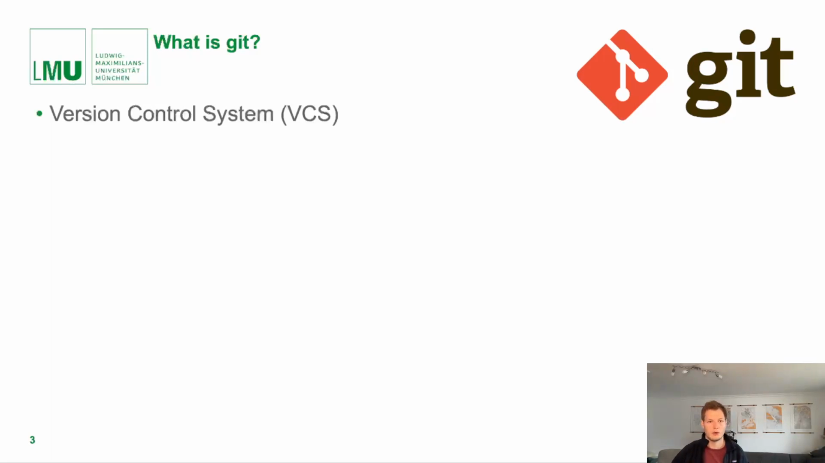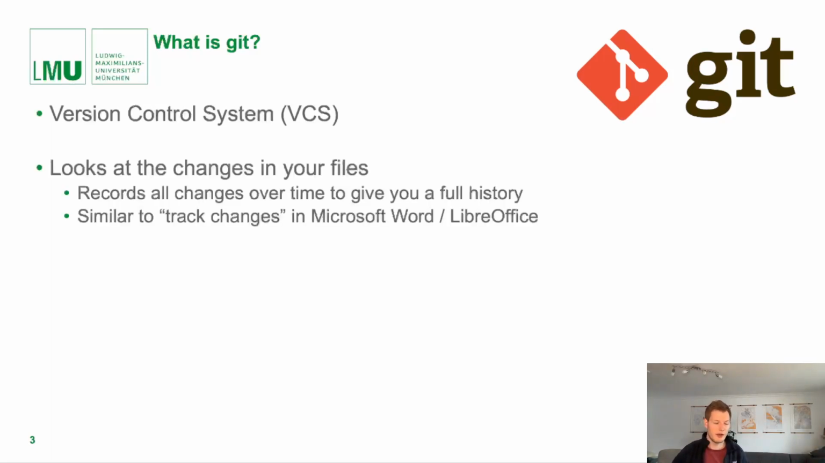What Git specifically does is that it looks at the changes in your files, it records all these changes over time, and is able to give you a full history of the files in a directory that you track with Git, from when you first started tracking it all the way to now. It's very similar in that way to the track changes mode, right? You have this switch in Microsoft Word or LibreOffice, the free alternative, or also in Google Docs. It just works behind the scenes, so that you can go back and see old versions of a file. It's also a bit similar to undo, but I feel like track changes really does it more justice.